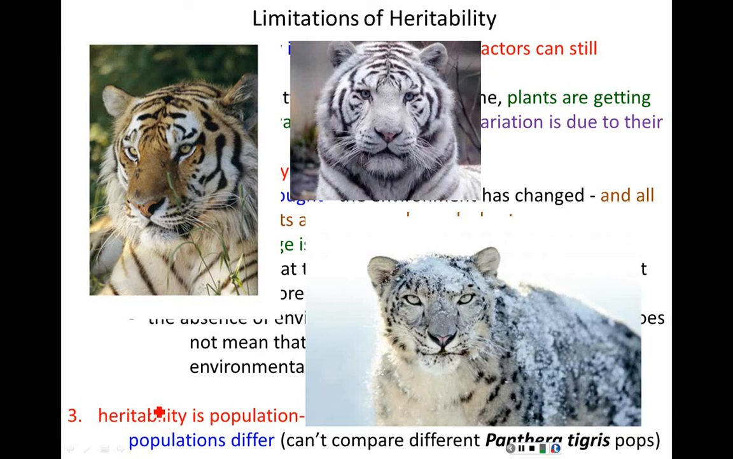This population of tiger has a heritability value for its population that explains the genetic influence of the inheritance of its coloration pattern. That value, it does not apply to this population of tiger or this population of tiger. Different populations that are isolated from one another and not interbreeding have different heritability values even for the same trait.